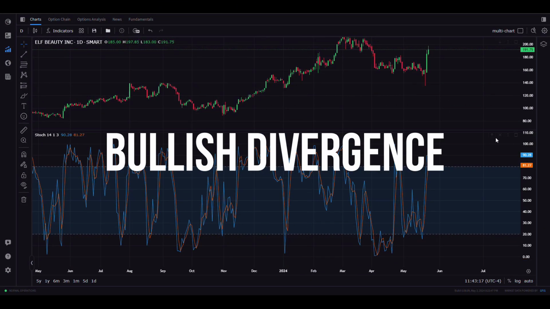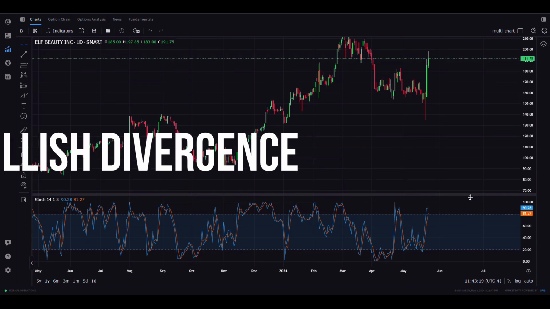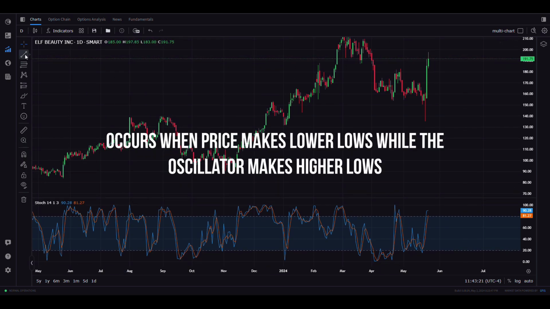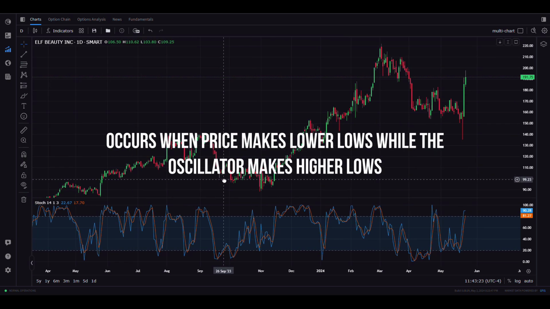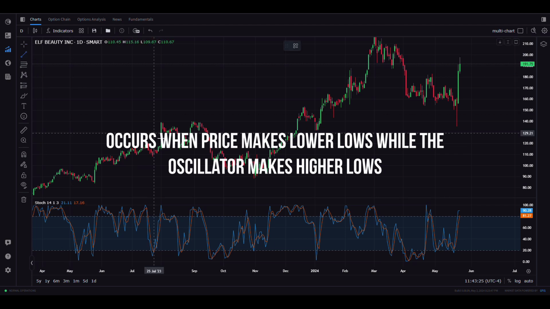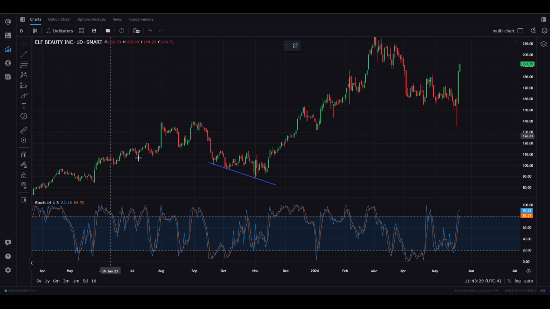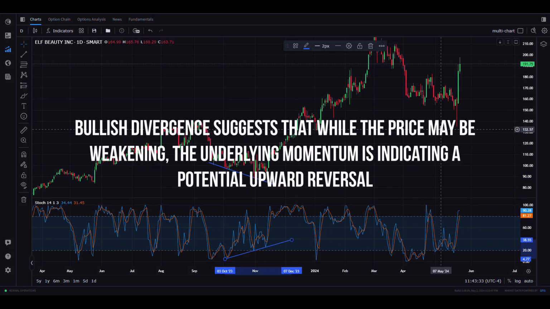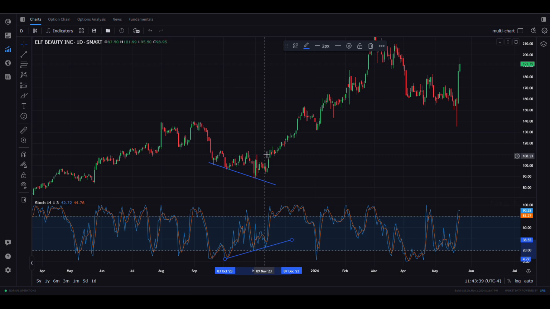Bullish divergence occurs when the price of the asset makes lower lows while the oscillator makes higher lows. In other words, the momentum indicator, oscillator, shows strengthening momentum in the upward direction, even though the price is moving downwards. Bullish divergence suggests that while the price may be weakening, the underlying momentum is indicating a potential upward reversal.